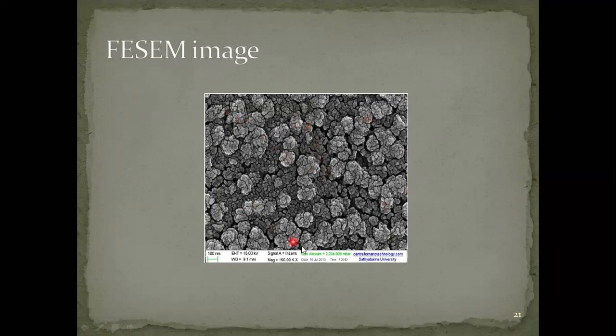This is taken from my thesis, and this material is cadmium sulfide. See, it has a polyflower morphology. If the atoms are arranged like this, it is called polyflower morphology. Here it is very densely coated at some areas. This is the grain, and we have to find the grain size. The grain size is around 60 nanometers to 80 nanometers for this sample.